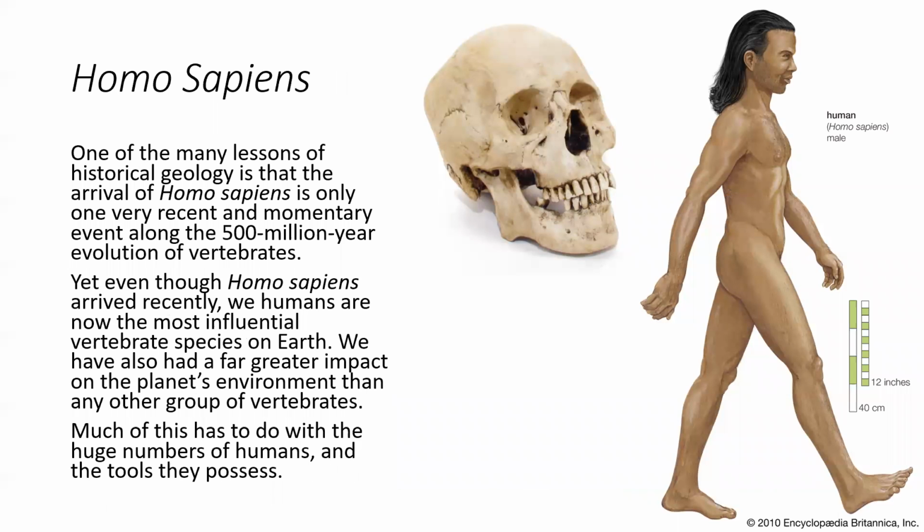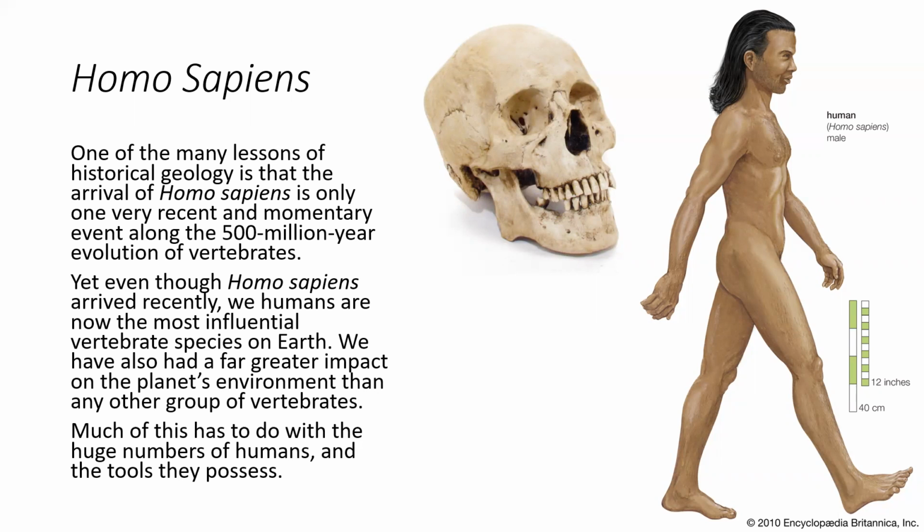Finally, we get to Homo sapiens. One of the many lessons of historical geology is that the arrival of Homo sapiens is only a very recent and momentary event along the 500 million year evolution of vertebrates, right? We have only been around on Earth for basically the blink of an eye. We're very, very minuscule in terms of how long we've been on Earth.